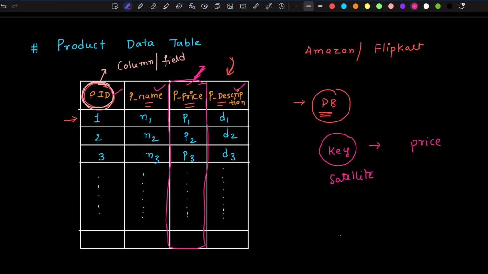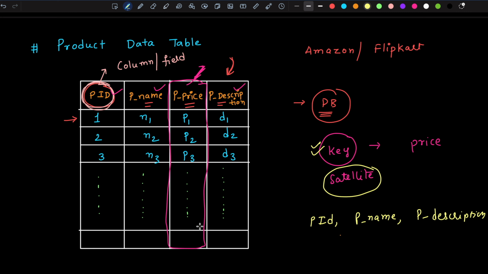Now what about the satellite data? All the remaining data that is not part of the key is called the satellite data. If price is the key, then what about the remaining fields I have? I have product ID, I have product name, and also I have product description. These three fields are considered as the satellite data.